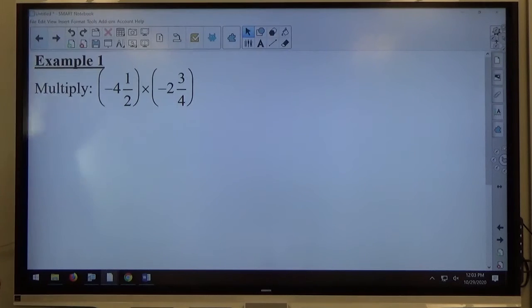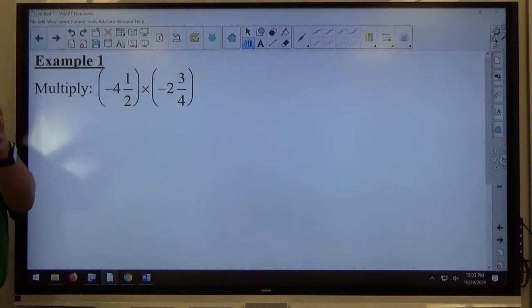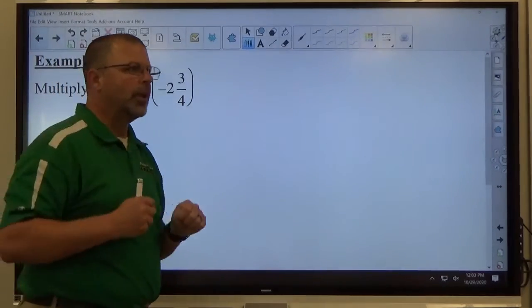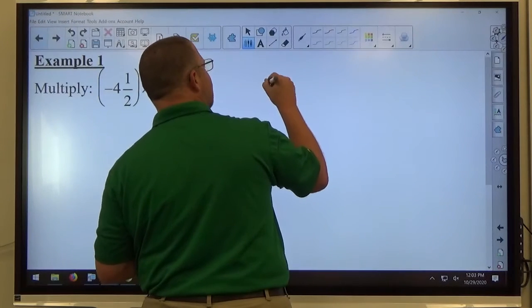All right, example one. We're going to be multiplying -4 1/2 times -2 3/4. And we just got done adding and subtracting all of our signed numbers and having the rules for adding and subtracting. You need to have those in one spot in your brain, and you need to have the rules for multiplication and division in a different spot because they're different rules.